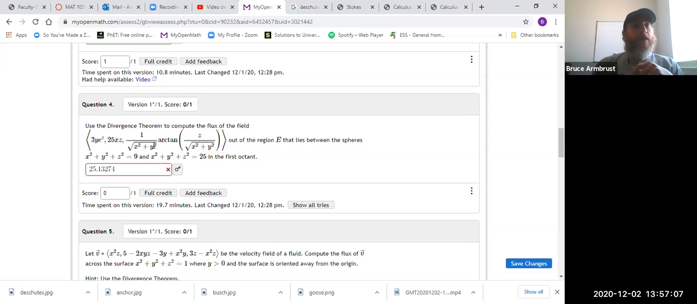But then think about what we do. We would take those normal vectors and dot them with this field and then integrate over the region. And some of these are going to be nasty, nasty, nasty things that we have to end up integrating. So the divergence theorem definitely helps us out here.